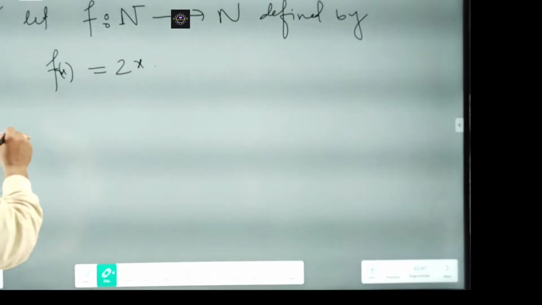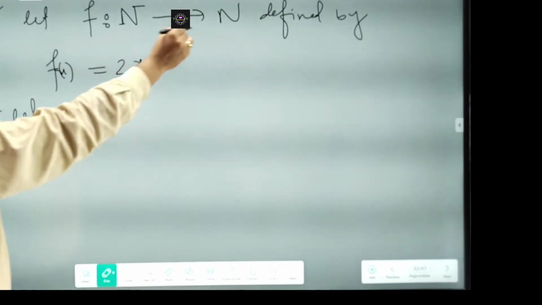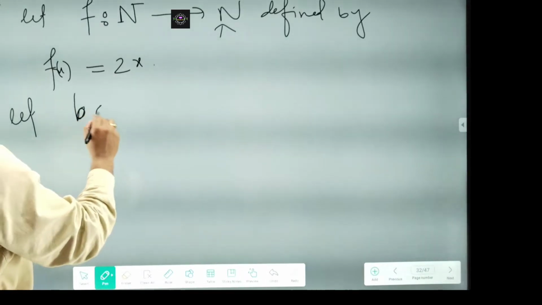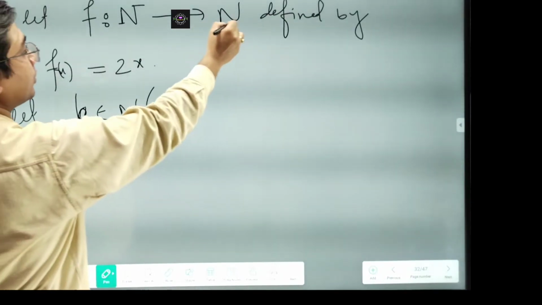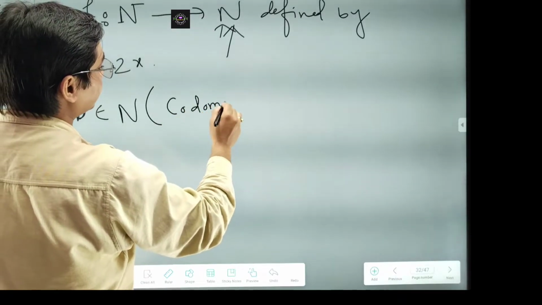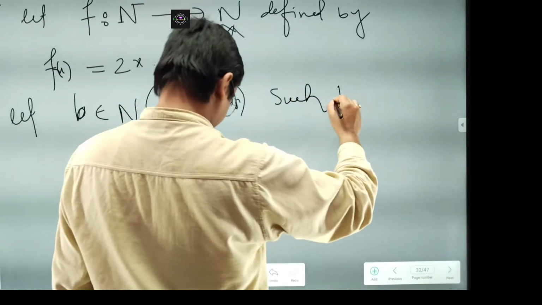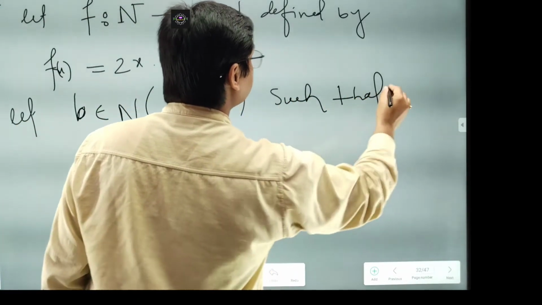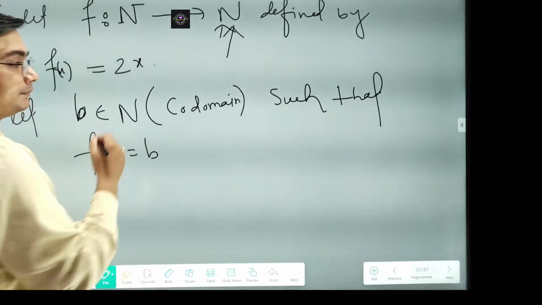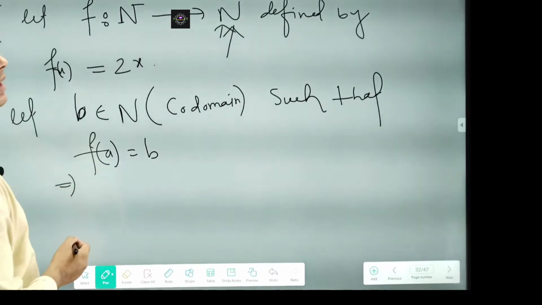Then what we do here, similarly, just consider an element, suppose let b belong to the capital N, and this is the codomain. Yes, this is our codomain, so you mention codomain here, such that f of a equals b. Now you find the value of a in terms of b.